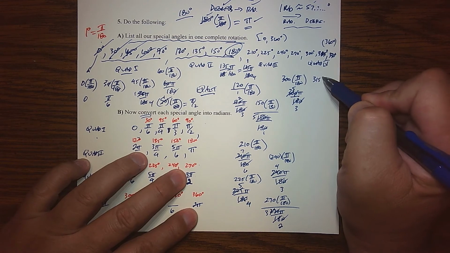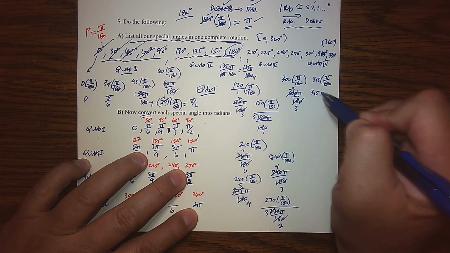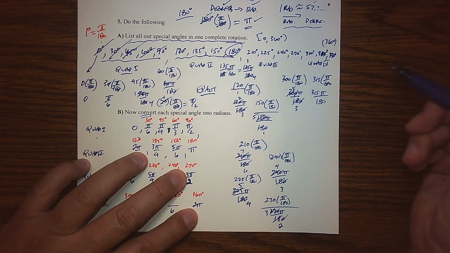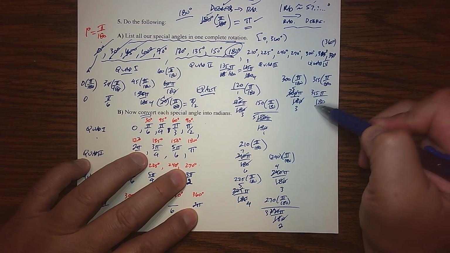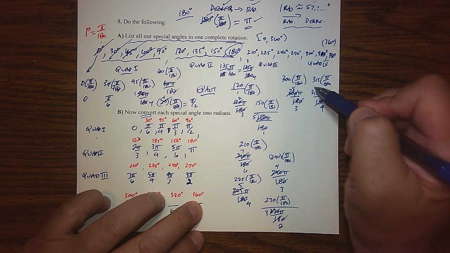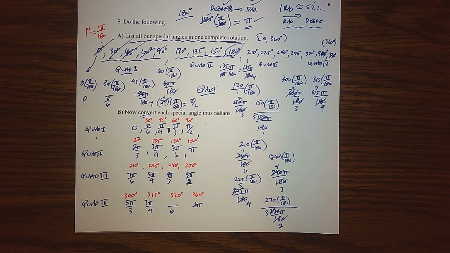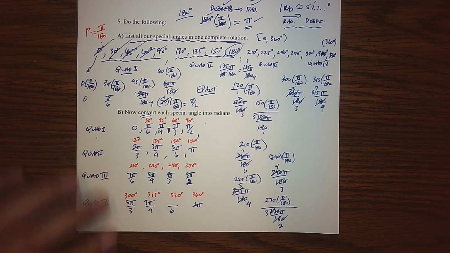315 times pi over 180, right? This is 315 pi over 180. Here we're dividing everybody by 45. So 45 goes into there 4 times, right? And then right here it goes in 7 times. So we have 7 pi over 4. And so there would be our 315.